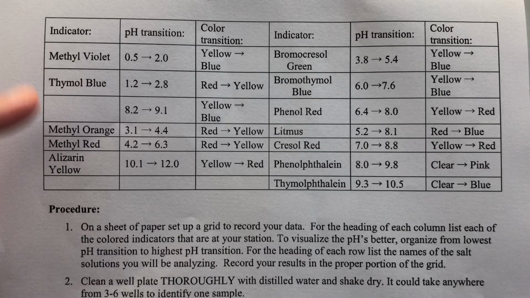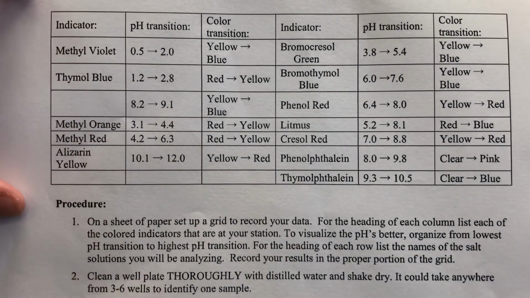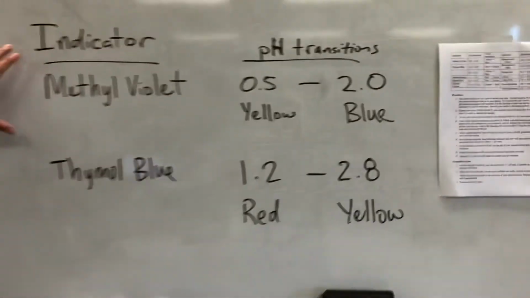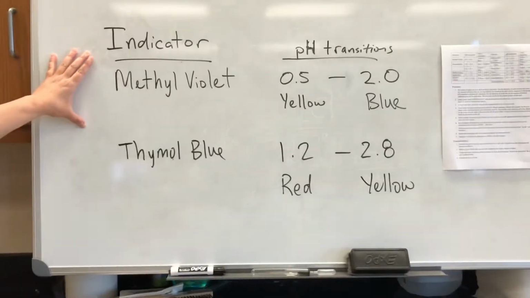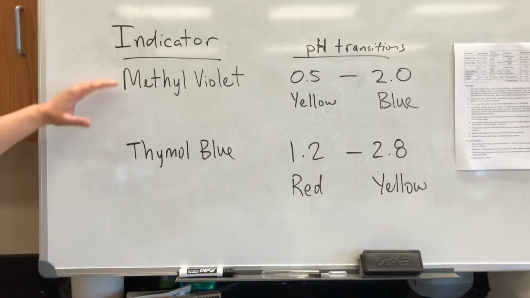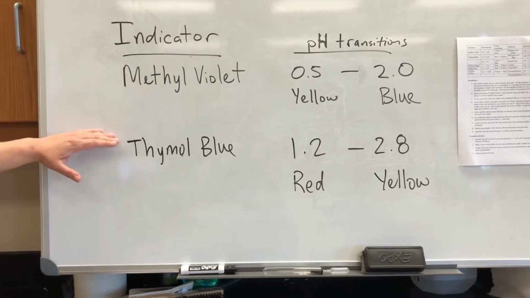And so to give you a better example of how to read this, because I know it can be a little confusing, we can have our blown up version of the table on the board, like magic. So these are just like the first two indicators on the table.